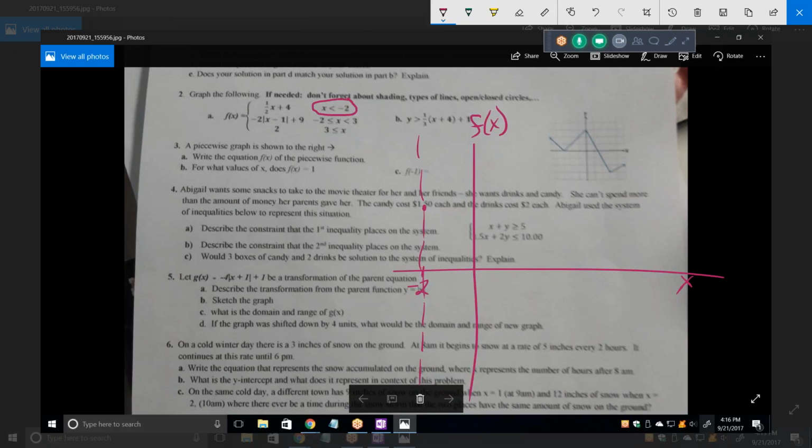Should I start it with an open circle or a closed circle? Closed. Open. Because it's less than -2. Okay. If it was less than or equal to -2, then it would be closed. Right. That's what makes the difference. If it's a less than or equal, it's closed. If it's a less than or a greater than, it's open. Okay. Now, how do I draw the rest of that line?